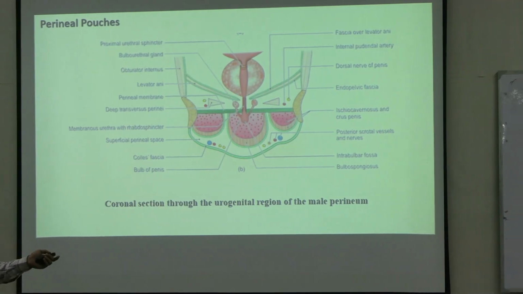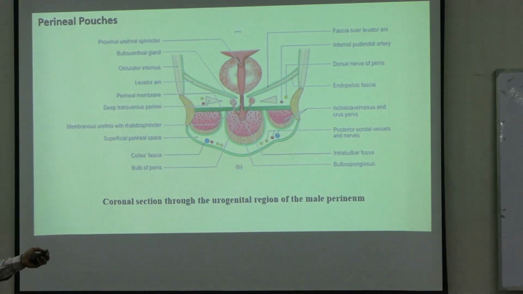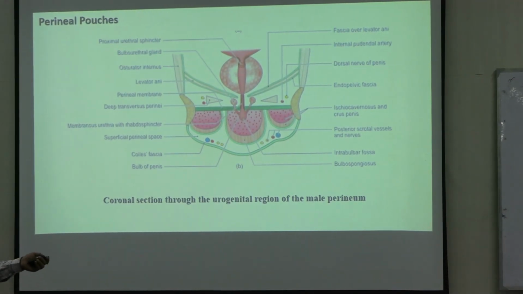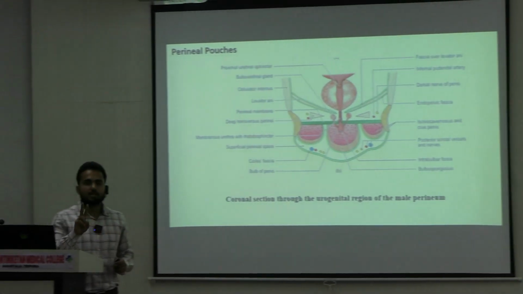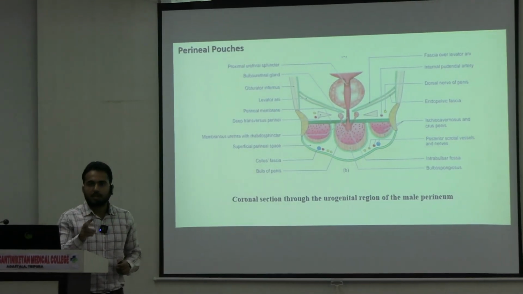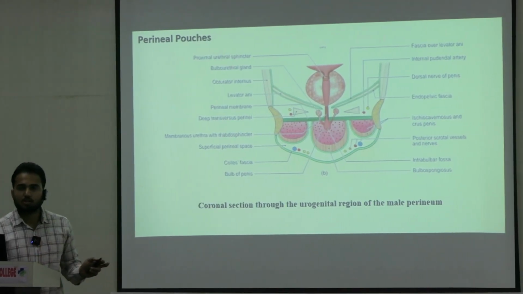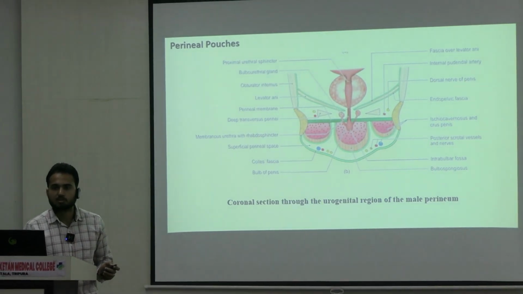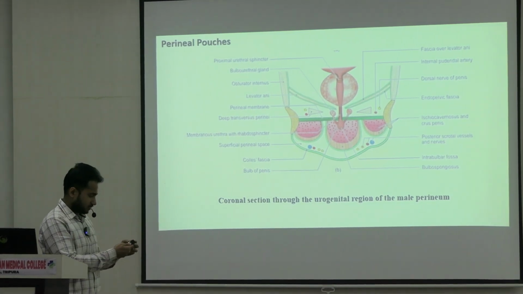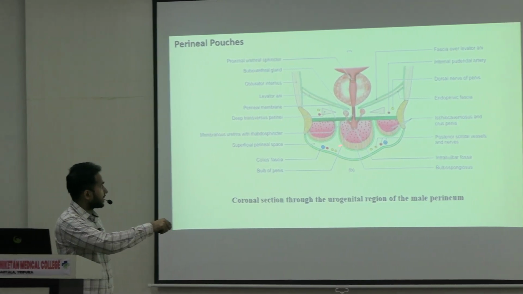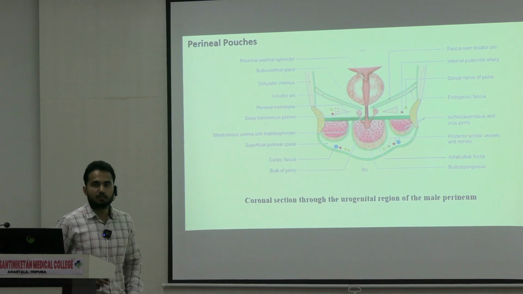Now, this diagram is the coronal section of which particular part of the perineum? That is the male perineum. Okay. Now here you can see two perineal pouches are there. Can anyone identify the superficial and deep perineal pouches? Yes. So this is the superficial perineal pouch and this is the deep perineal pouch.